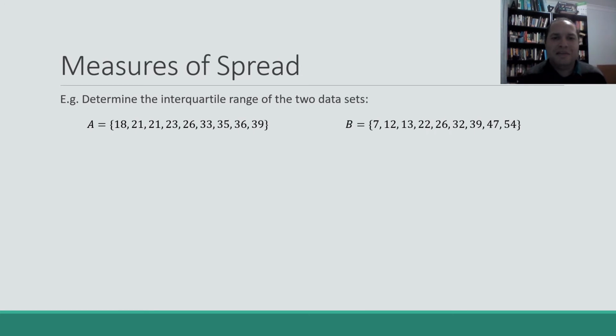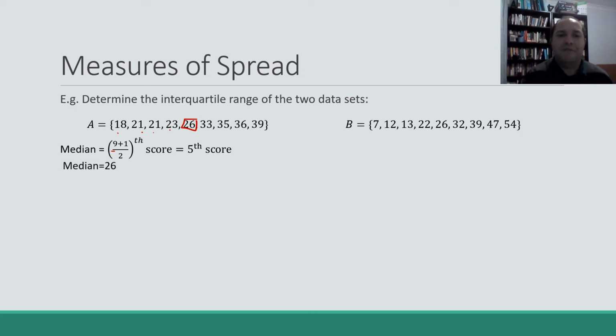Right, so looking at some examples here, we're going to find the interquartile range of these two data sets. So we'll do A first. Now, we've already said the median, in this case, is going to be the fifth score. There are 9 data points, counting them up, adding 1 is 10, divided by 2 is 5. So counting our data points, 1, 2, 3, 4, 5, our median is 26, which we already knew.